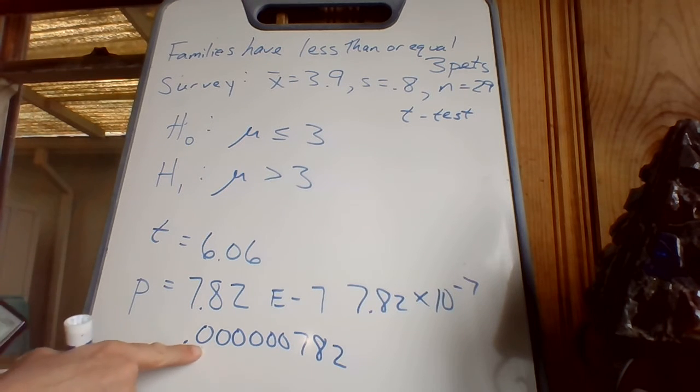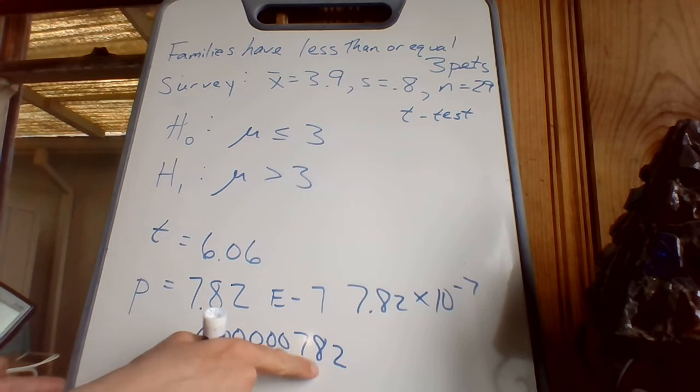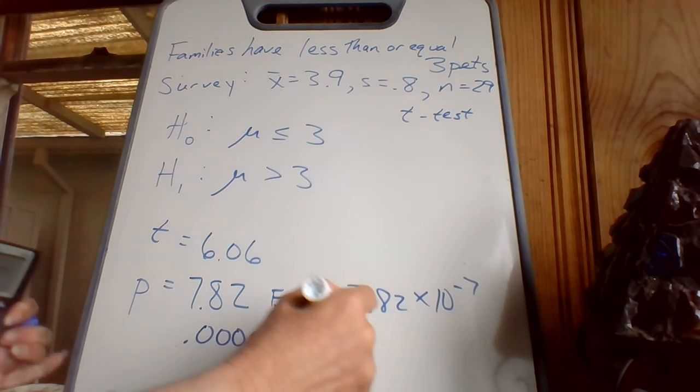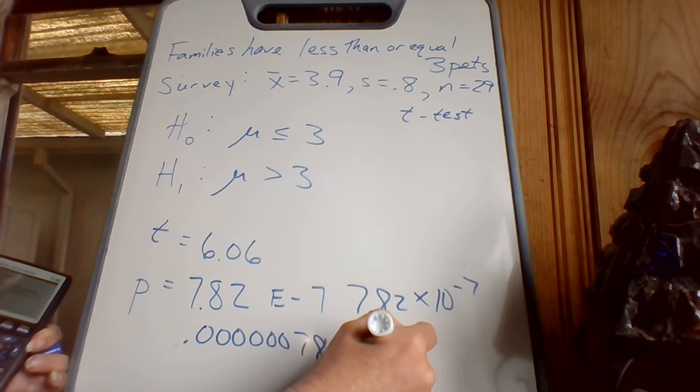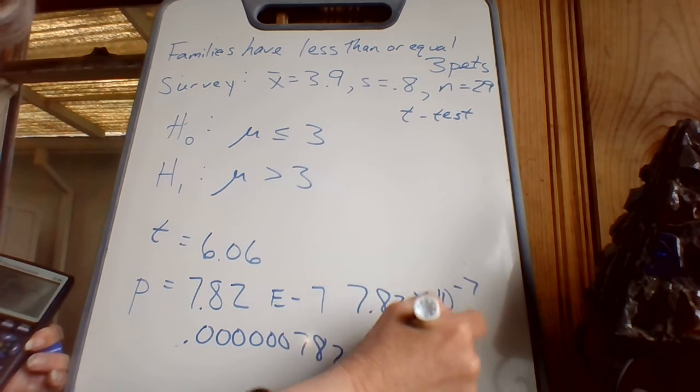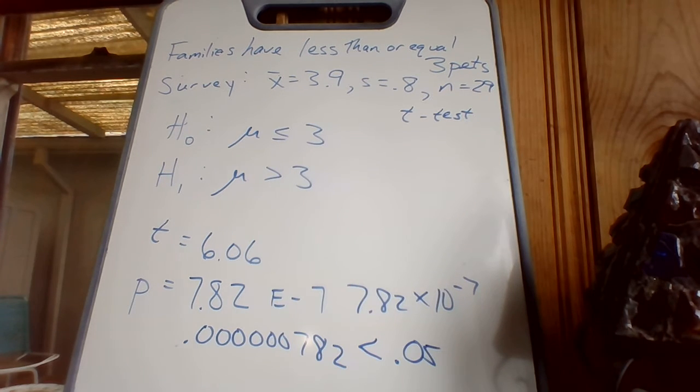Compare that, 0.000000782, compare that to 0.05. Every single time I do this, I'm going to compare it to 0.05. Okay, and that's, again, like I said, the industry standard. I don't have to look that up in a table or anything. I'm always going to write 0.05 right there in that spot. And it is less than 0.05.